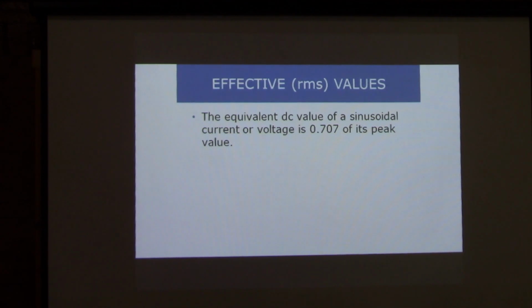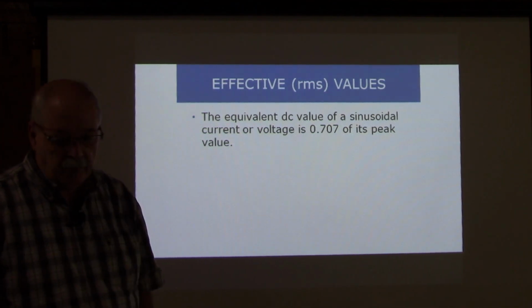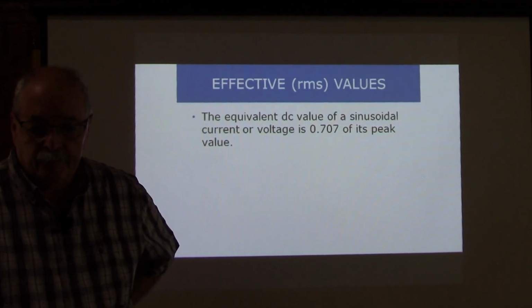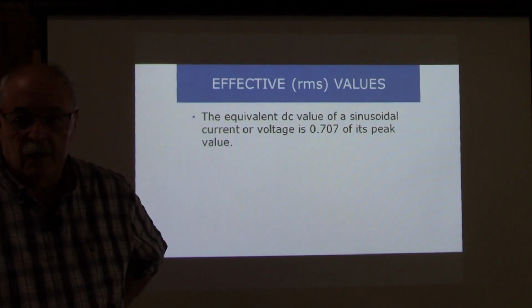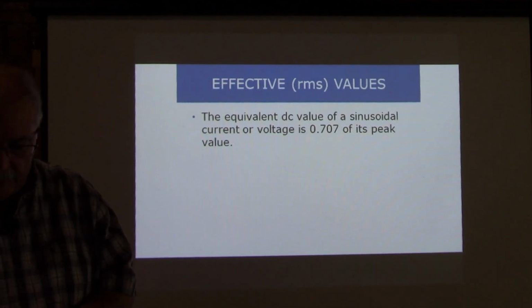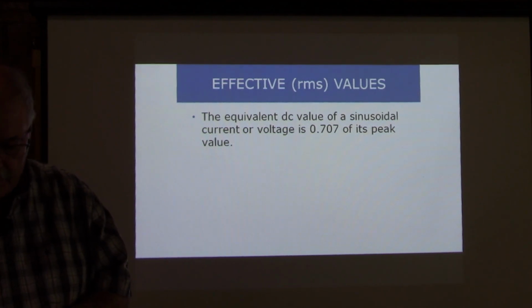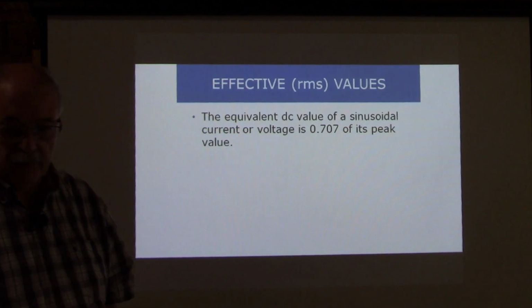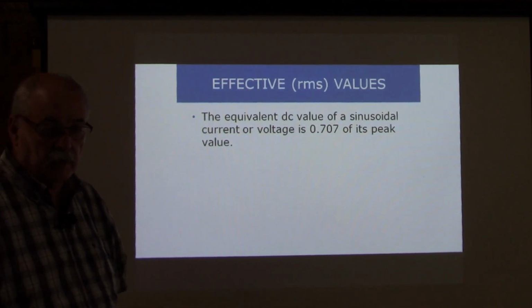So the equivalent DC value of a sinusoidal current or voltage is 0.707 of its peak value. So if you take the peak value of approximately 170 volts and multiply that by 0.707, let me just throw that in my calculator. It always helps to use a calculator. 170 times 0.707. Yep, so 170 volts peak times 0.707 is 120 volts effective, or RMS.